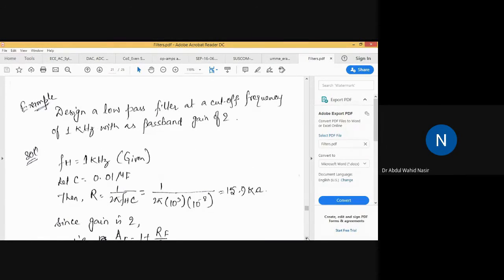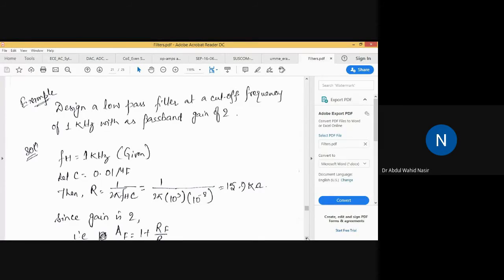So the question is: design a low pass filter at a cutoff frequency of 1 kilohertz with a pass band gain of 2. Two things have been given. One is the high cutoff frequency fh, which is 1 kilohertz. This information I already mentioned here. Then the pass band gain is given as 2, so AF is 2.